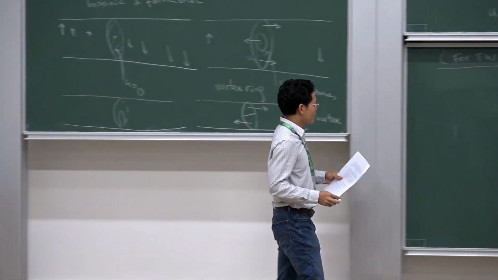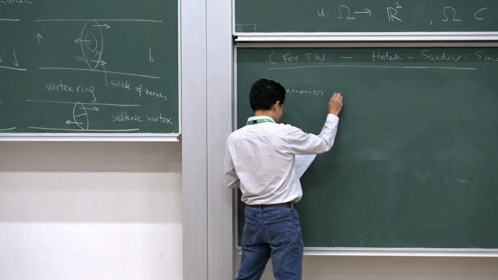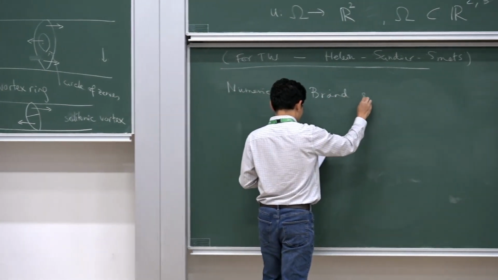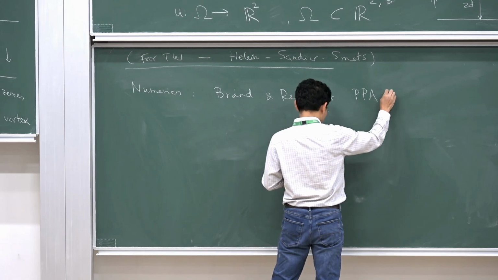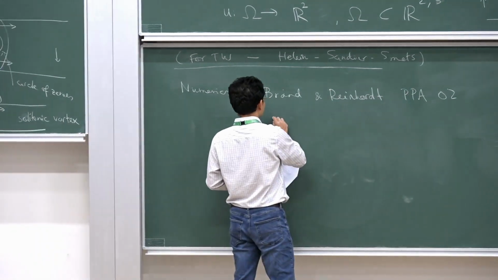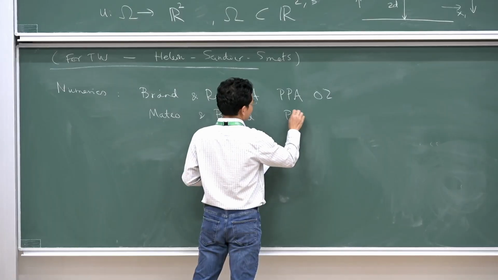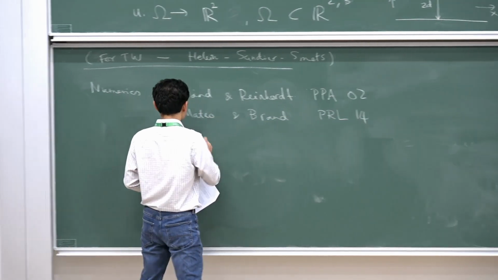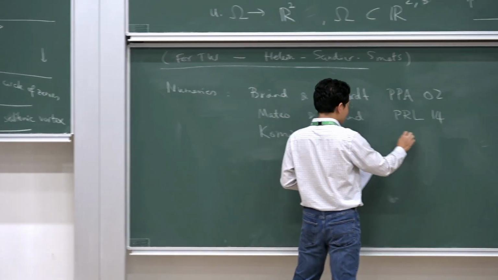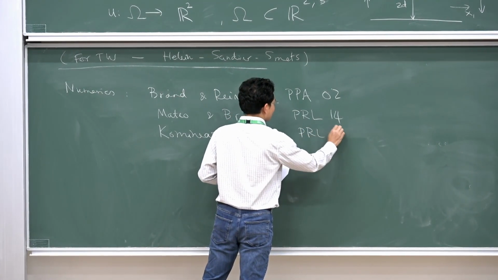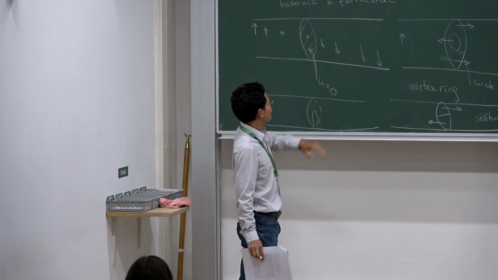So these are physical experiments, and from a numerical point of view, there are a few papers, numerics by Braun and Reinhardt, Physical Review, then Matteo and Braun, and there's also another one. So physically they observe all of these things, and numerically they observe all of these pictures.